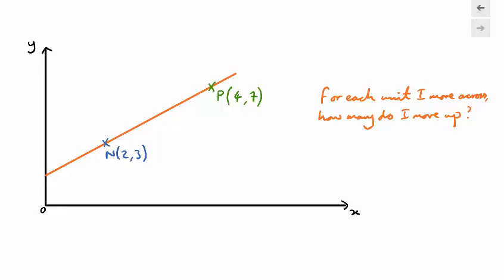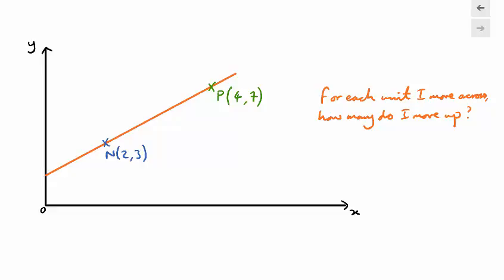So the formal mathematical definition is just simply saying, for every unit that I move across, how many do I move up? Fairly obviously, for every unit that I move across, if I move, say, 1 unit across and 6 up, that's going to be steeper than moving 1 unit across and 0.2 up. So hopefully you can visualize that.